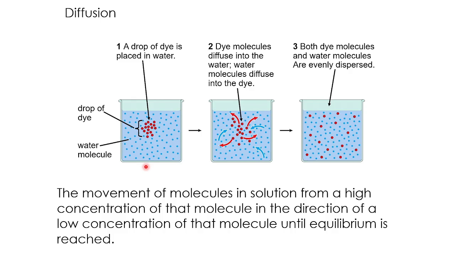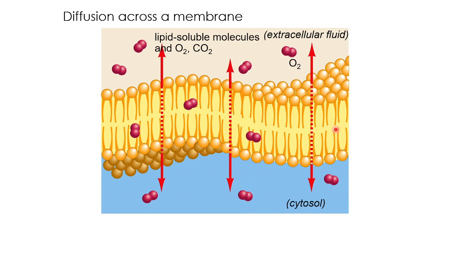A drop of dye is placed in water. You see the drop of dye dispersing, or diffusing. So it spreads. The water molecules occupy that particular space, and you will see that the dye molecules are evenly dispersed. Over here you have a high concentration of dye and there is a low concentration of dye around. So it disperses and occupies the space of the water molecules. They equally distribute until equilibrium is reached.